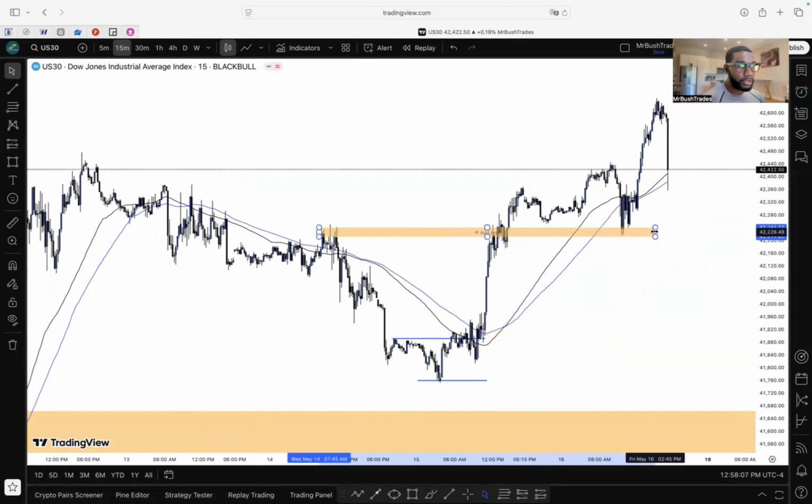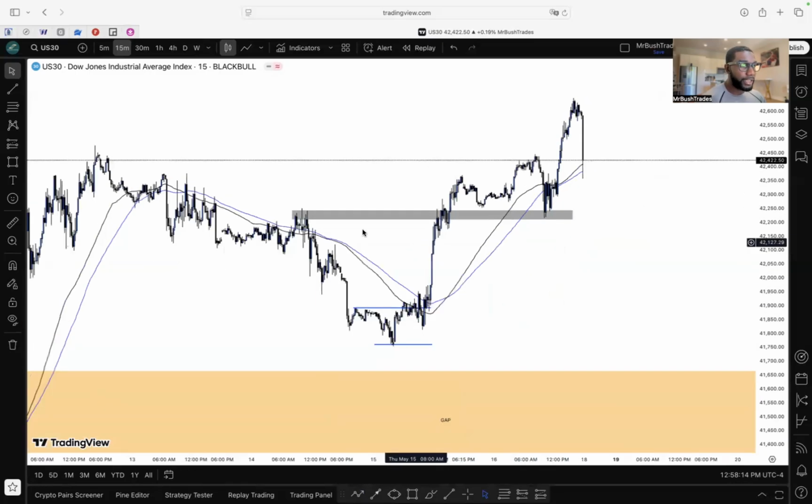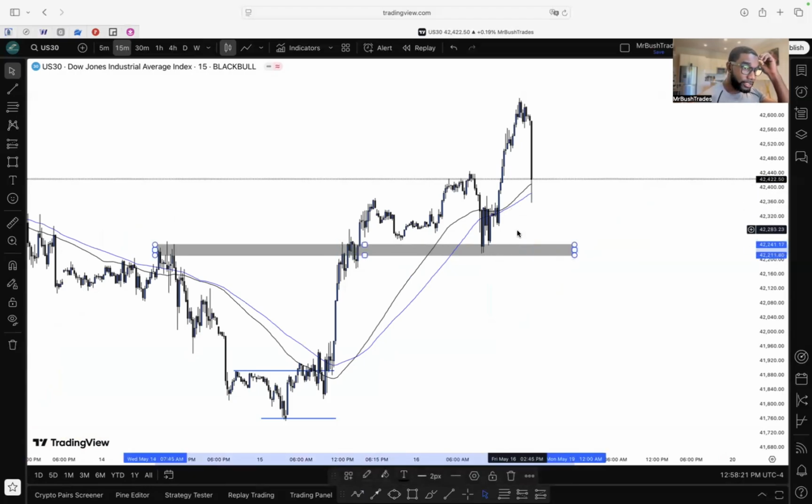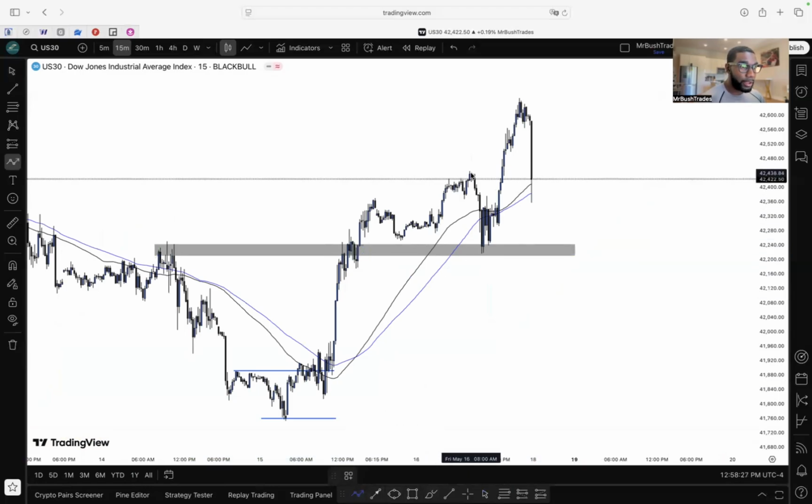If you look, price then came to use this resistance exhaustion zone as support right here, right? And as you can see, price is pulling back after it made a higher high, then a higher low point, higher high, right?